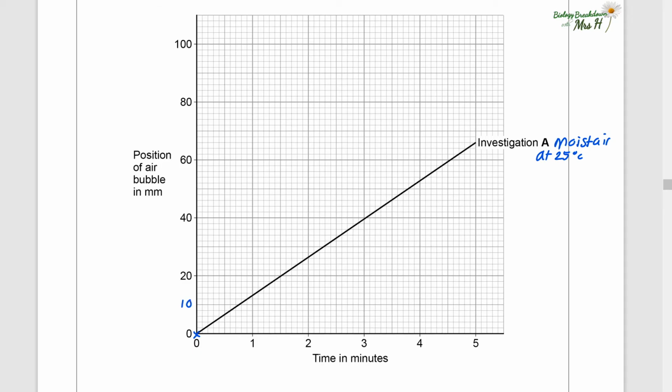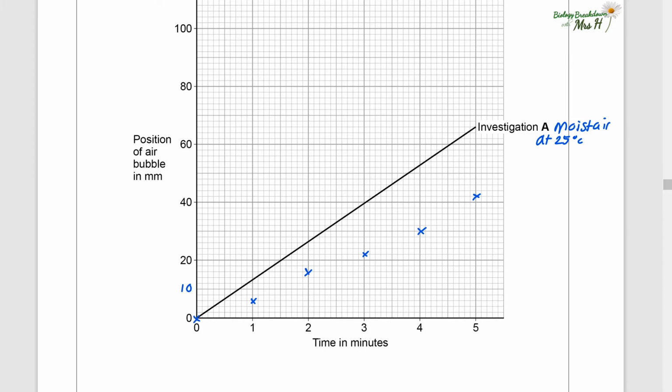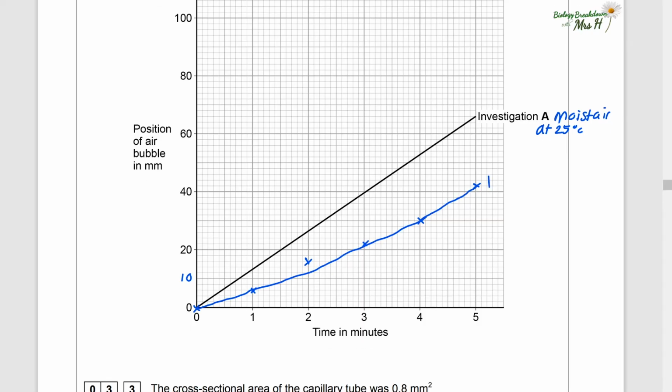0 is 0, 1 is 6, and these squares are going up in 2, so that's nice and easy. At 2 minutes, we've got 16, 3 is 22, 4 is 30, and 5 is 42. On my graph, it looks like that 2 minutes is slightly sitting off. Now, it is quite difficult for me to do an accurate line of best fit on this tablet that I'm using, but I feel like if I do a slight curve, I'm going to get more points in. So I'm going to do a curve of best fit. There we go. And that is my line B.